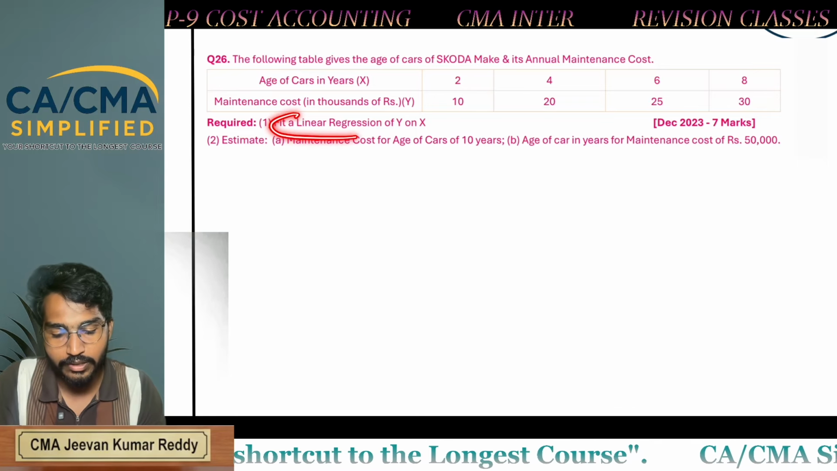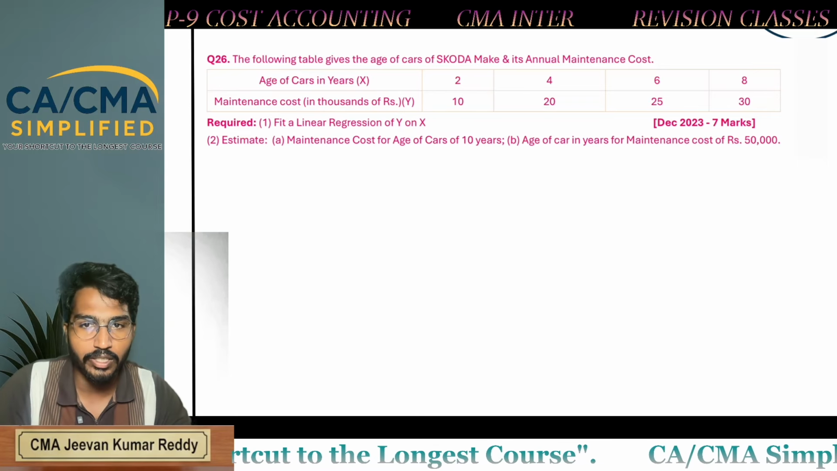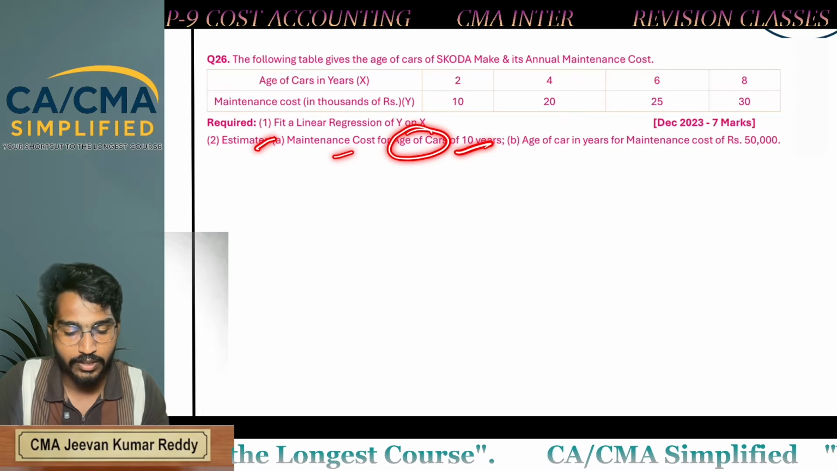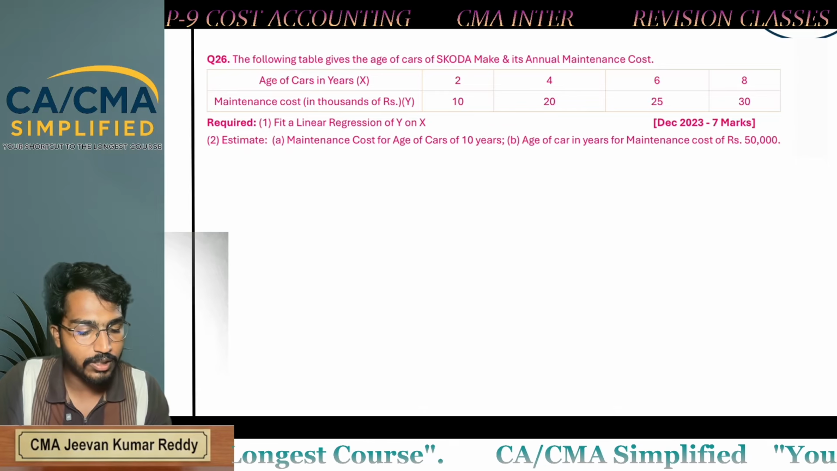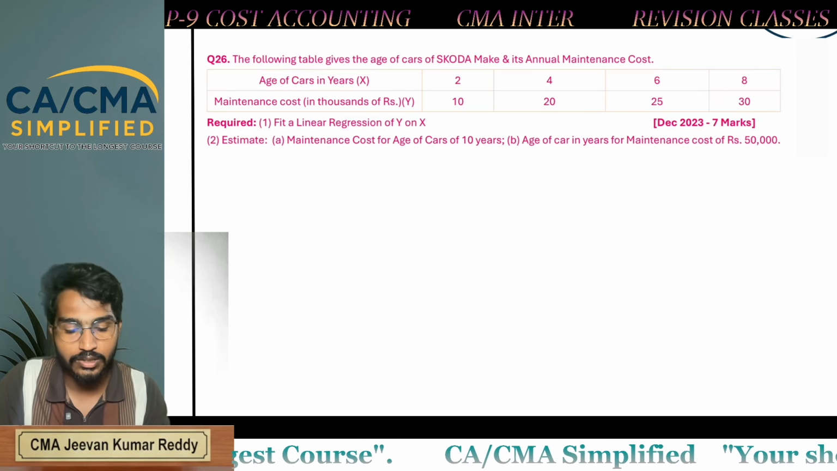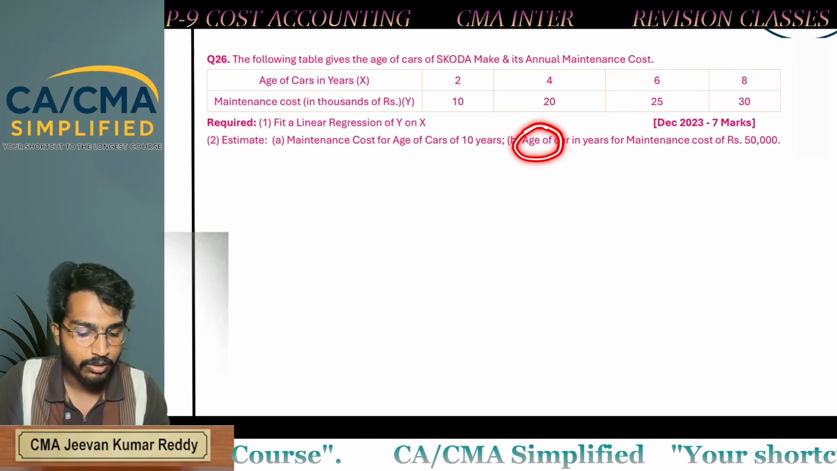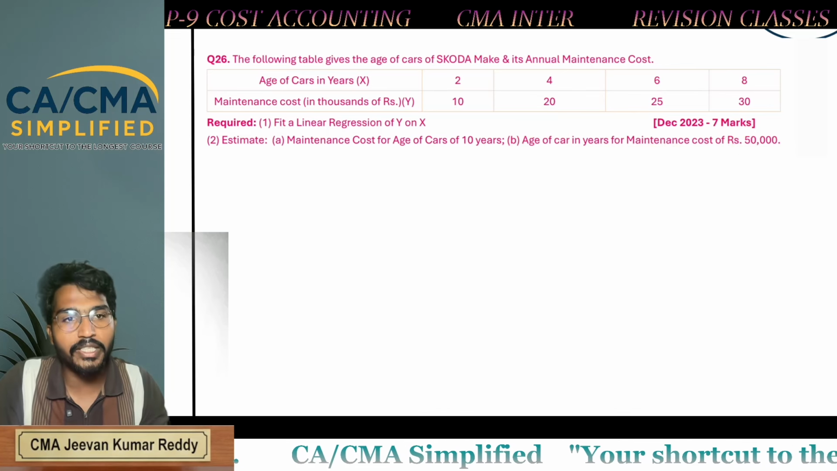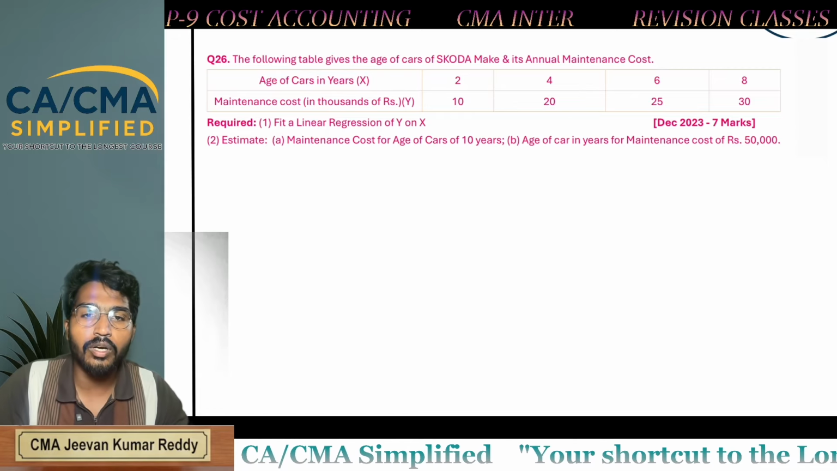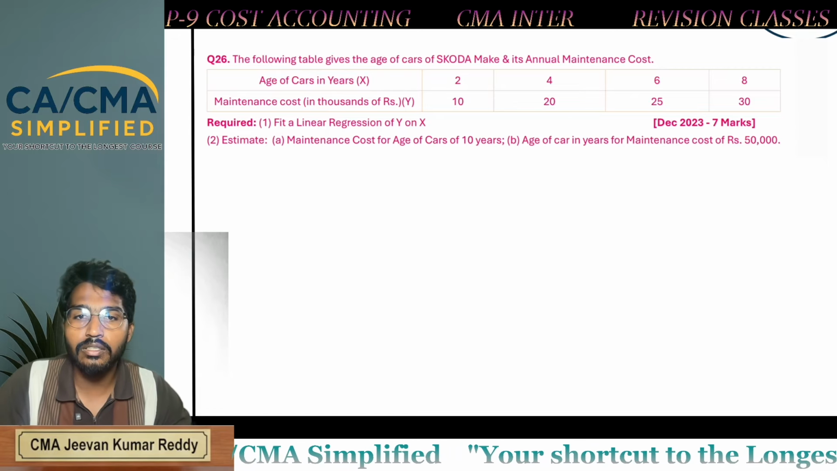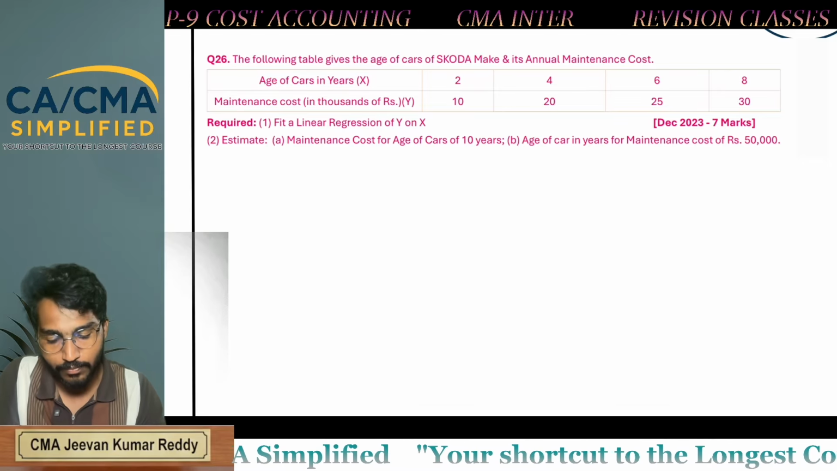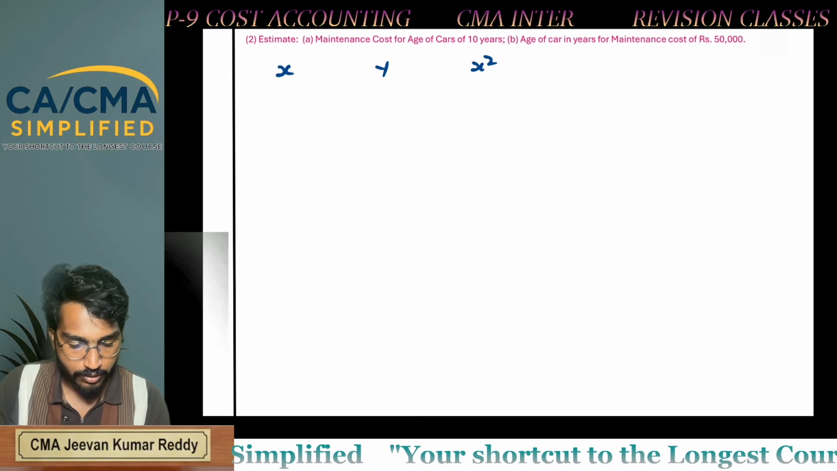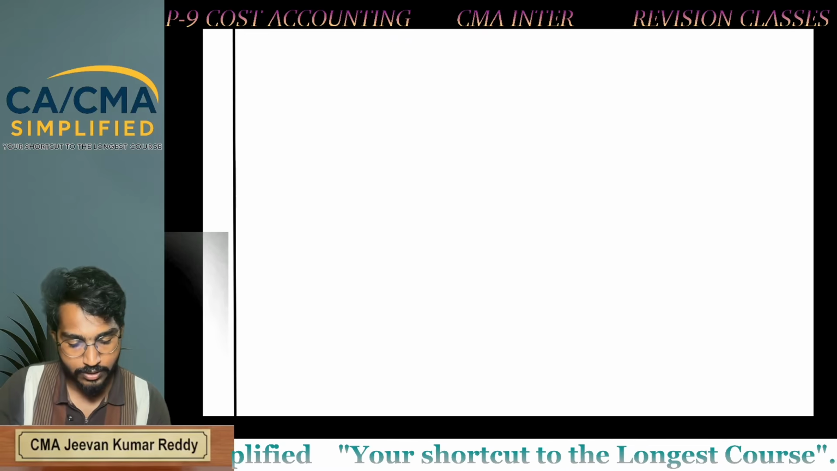So first fit a linear regression equation y on x. Estimate the maintenance cost for a car age of 10 years. What is the maintenance cost if the car age is 10 years? Next, the age of the car in years for a maintenance cost of 50,000. If the maintenance cost is 50,000, what will be the age of the car? First, x, y, x square, xy. What are the formulas we have?